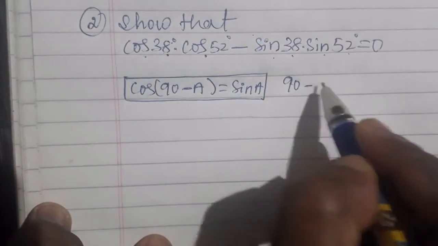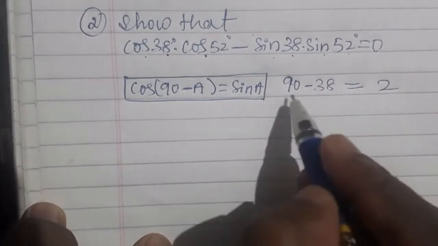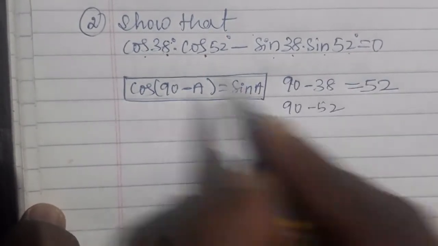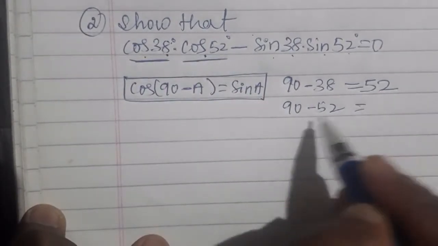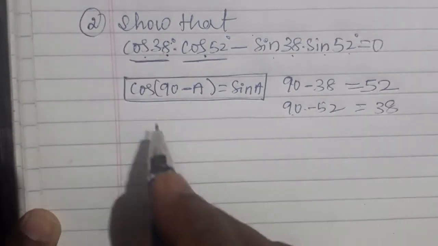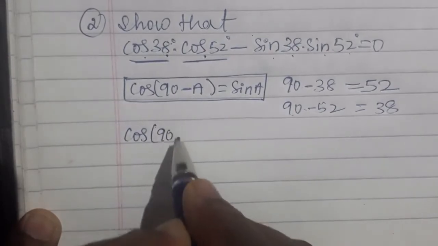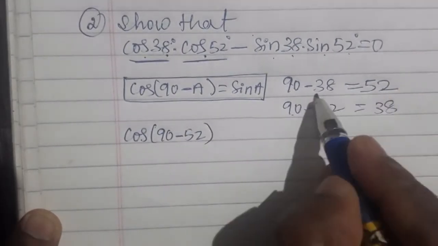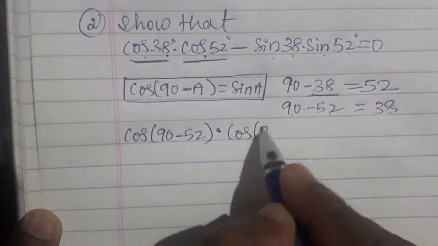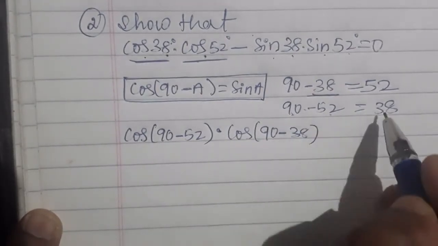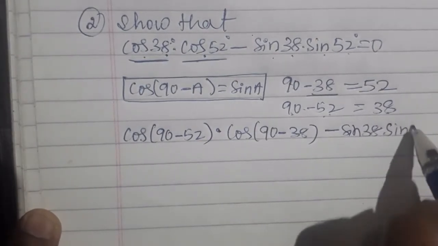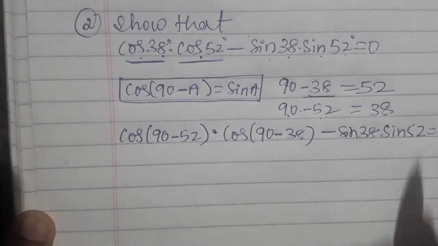Now you can notice 90 minus 38, how much? 10 minus 8 is 2, 8 minus 3 is 5, so 52. And 90 minus 52: 10 minus 2 is 8, 8 minus 5 is 3, so 38. Therefore cos 38 can be written as cos 90 minus 52, and cos 52 can be written as cos 90 minus 38, minus sin 38 into sin 52 is equal to 0.